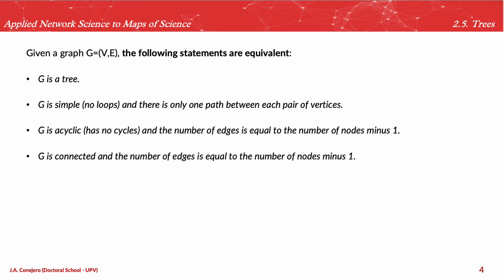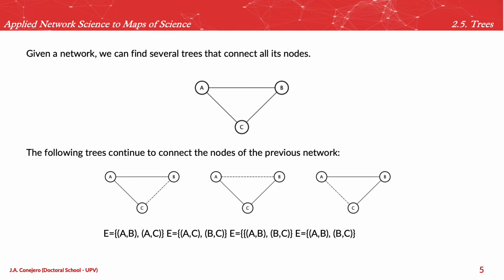So when we are considering a graph, it's interesting to consider the generating trees. Generating trees are trees that are formed by some edges of the graph, and they are connecting all the nodes of the graph. So if we have this first graph with A, B, C connected by edges, the following trees connect the nodes of the previous graph using some of these edges. So we can have AB, AC, or we can have AC and CB, or AB and BC. In these three cases, what we have are trees.